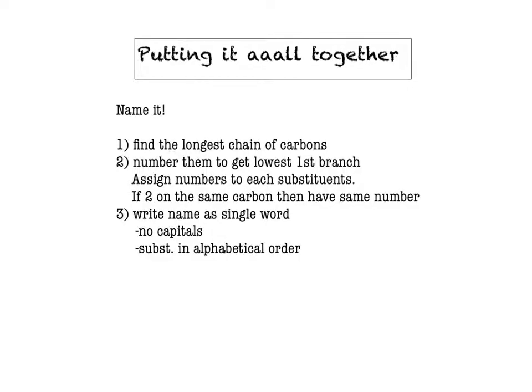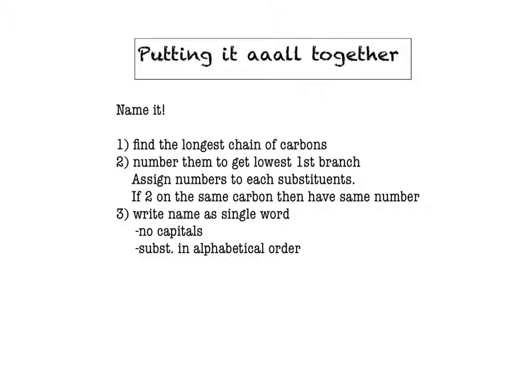Now we're going to put all these tools together. We're going to name it. First, we're going to find the longest chain of carbons. Now at first, this seems very simple, but it can be tricky sometimes when the carbon chains are not all linearly aligned. We are going to do some examples of this in the following slides.